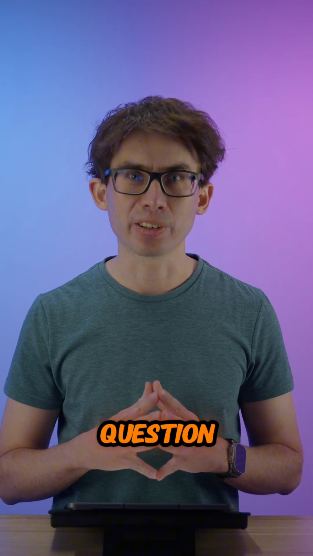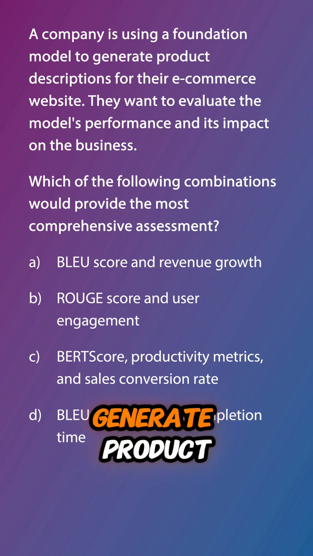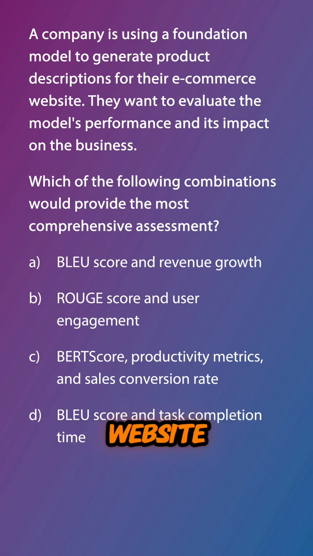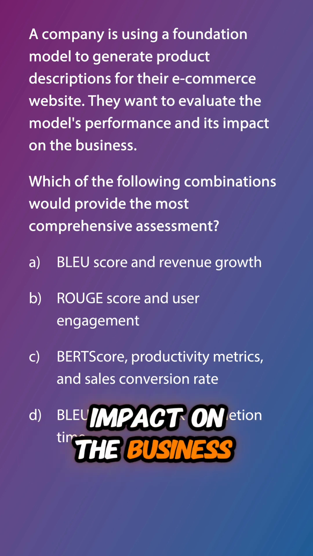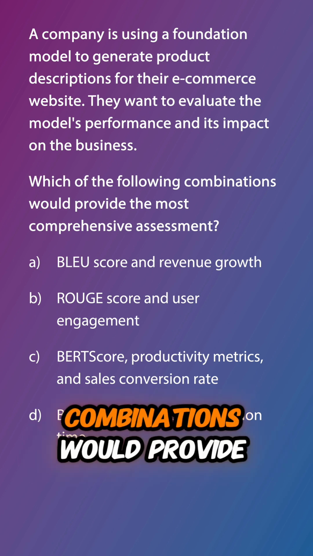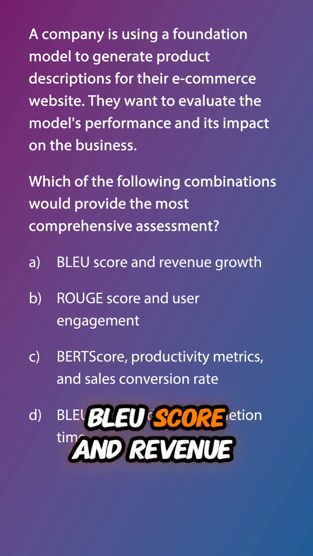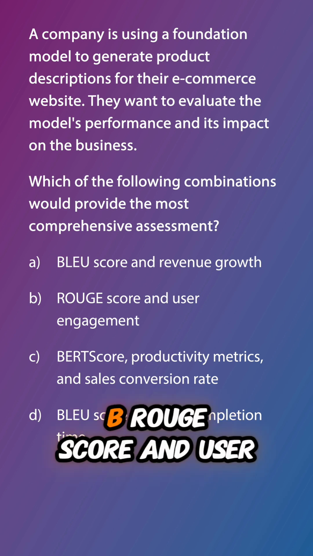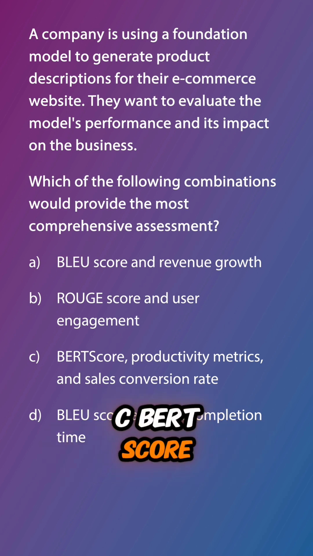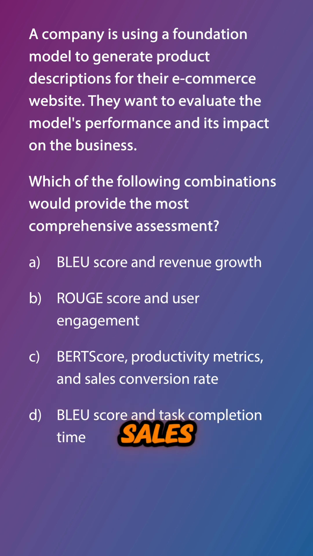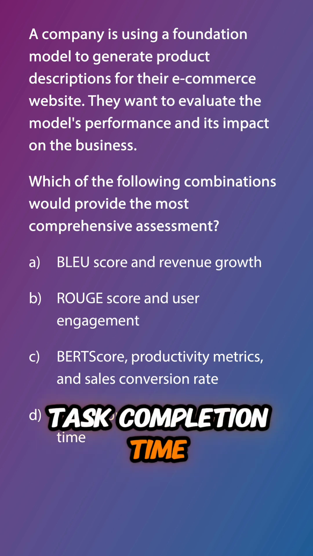Let's do a review question. A company is using a foundation model to generate product descriptions for their e-commerce website. They want to evaluate the model's performance and its impact on the business. Which of the following combinations would provide the most comprehensive assessment? A. Blue Score and revenue growth. B. Rouge Score and user engagement. C. Bert Score, productivity metrics and sales conversion rate. Or D, blue score and task completion time?